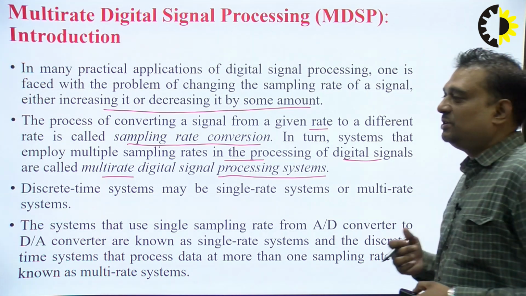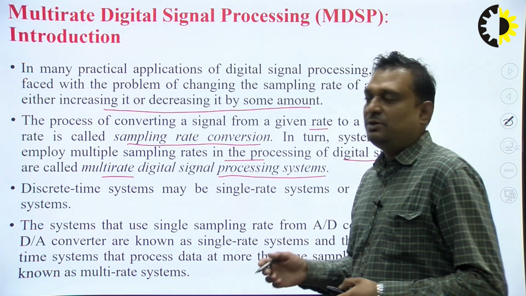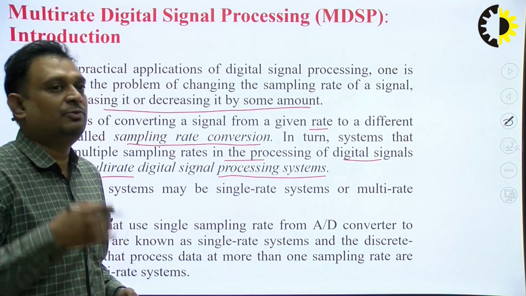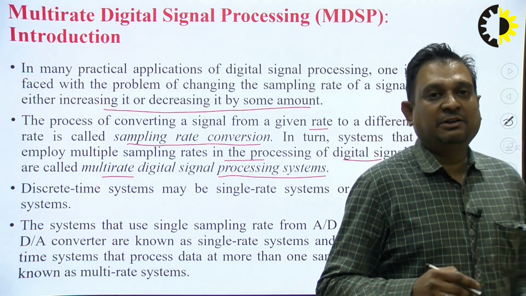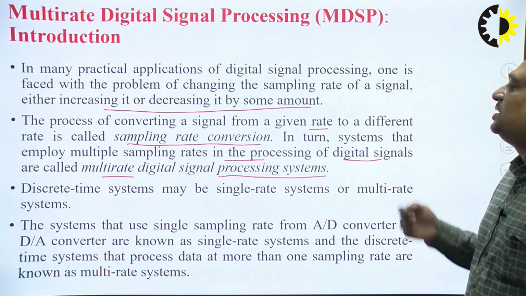Multi-rate means we can change its rate. Initially its rate is, let's say, 10 kilohertz. We can change the rate to 5 kilohertz, or 2 kilohertz, or 20 kilohertz, or 40 kilohertz. So we get different sampling rates for the same system, and that's why we call it a multi-rate signal processing system.